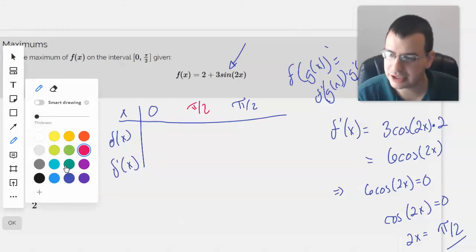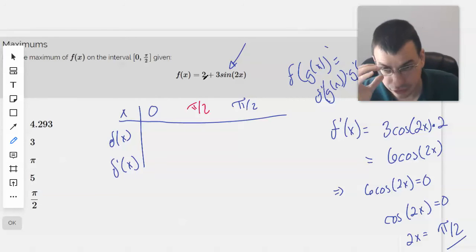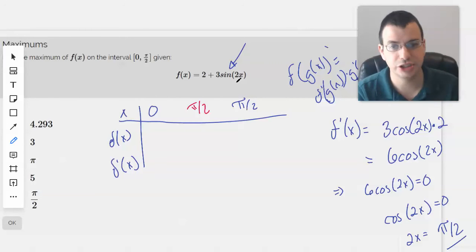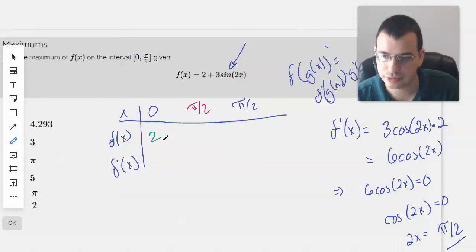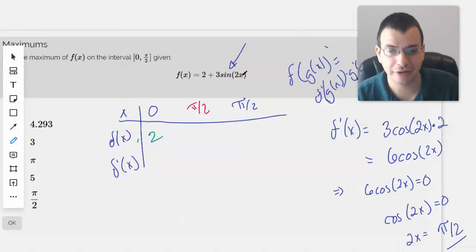When we plug these values in, f of 0 is 2 plus 3 sine of 0. The sine of 0 is 0, so 2 plus 3 times 0 is 2. Now 2 plus 3 times the sine of pi over 2.